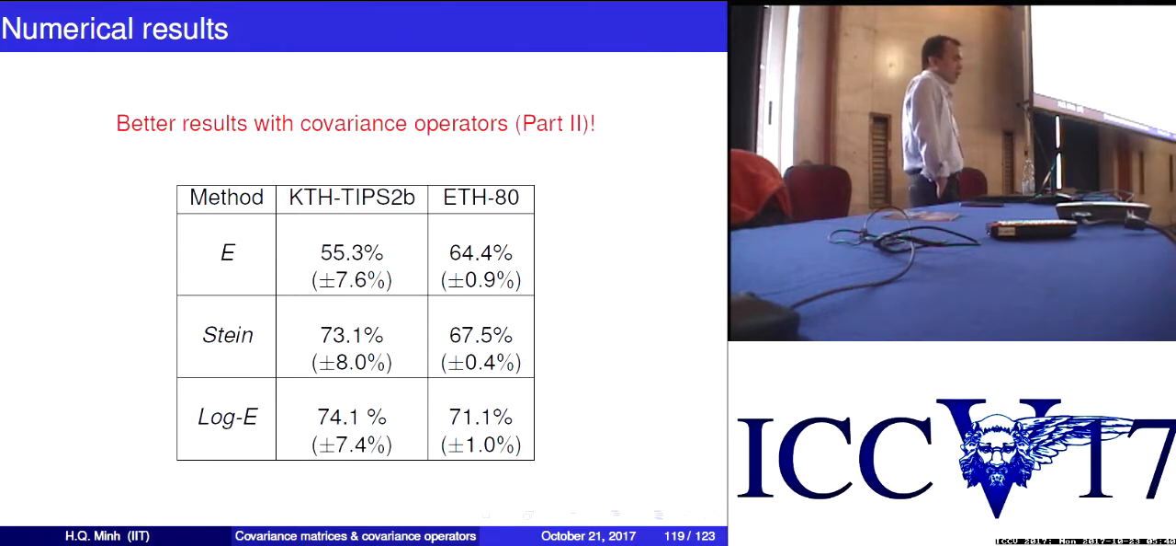The results will actually be a lot better using the covariance operators in part two. Here we can just compare the Euclidean distance and, for example, the non-Euclidean distance. You can see that with E and log E the difference is quite large. So it's an indication of the suboptimality of the Euclidean metric, because the non-Euclidean structure is not taken into account. The jump is quite large here.